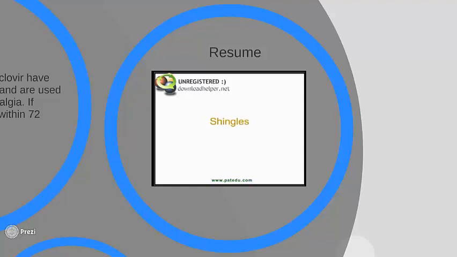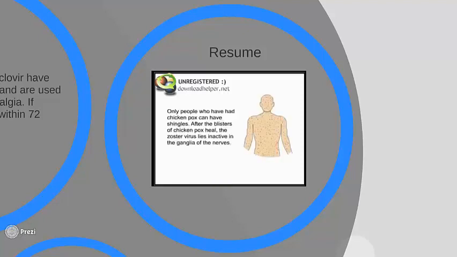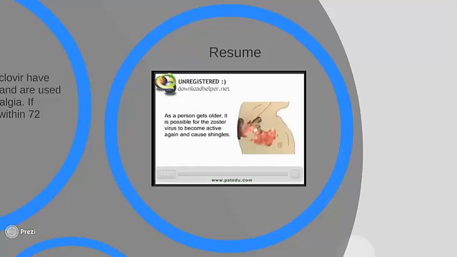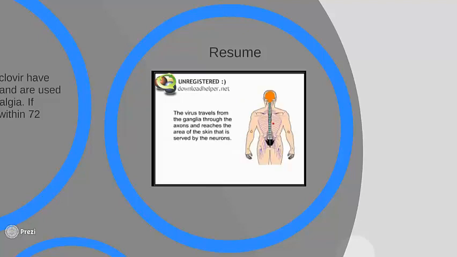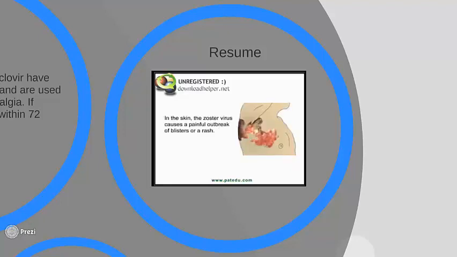Shingles. Only people who have had chickenpox can have shingles. After the blisters of chickenpox heal, the zoster virus lies inactive in the ganglia of the nerves. As a person gets older, it is possible for the zoster virus to become active again and cause shingles. The virus travels from the ganglia through the axons and reaches the area of the skin that is served by the neurons. In the skin, the zoster virus causes a painful outbreak of blisters or a rash.